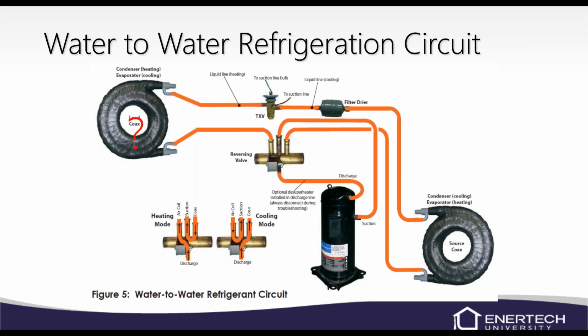So in a water-to-water unit, we're using a water coil on the source side. So we've got a ground loop, and then we've got refrigerant in these orange lines in this picture. And the water lines will come in the ends of this source heat exchanger and transfer heat there. Now, we've also got a compressor, a reversing valve, a TXV, and a filter dryer. And then on the load, this is a water-to-water unit. So on the load, we also have another water heat exchanger as well.